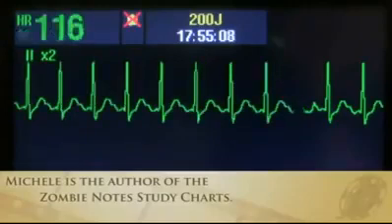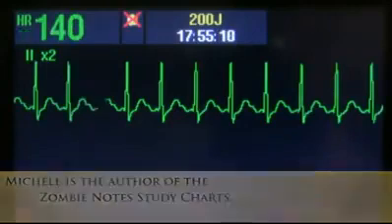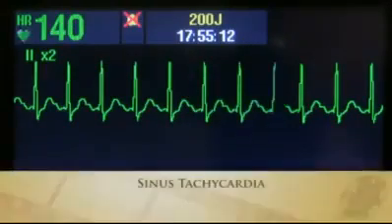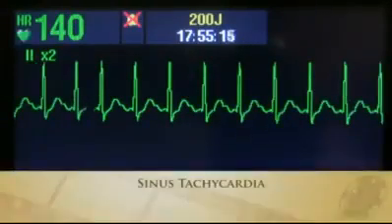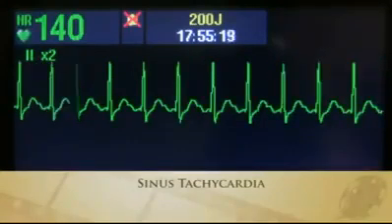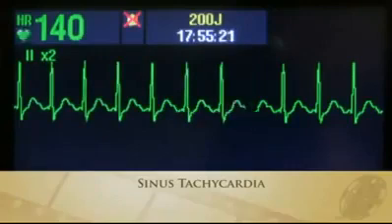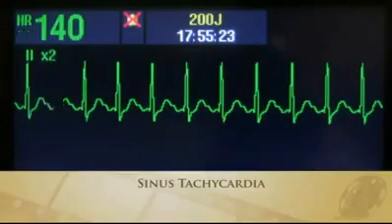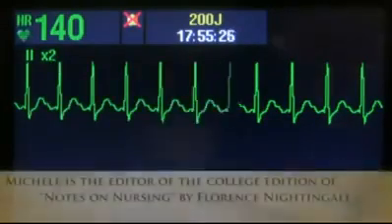When the heart rate is below 150 but yet above 100, it is sinus tachycardia. It's a faster rhythm, QRSs are narrow, but it's difficult to differentiate between the Ps and the Ts. But it usually is a regular rhythm, sinus tachycardia.